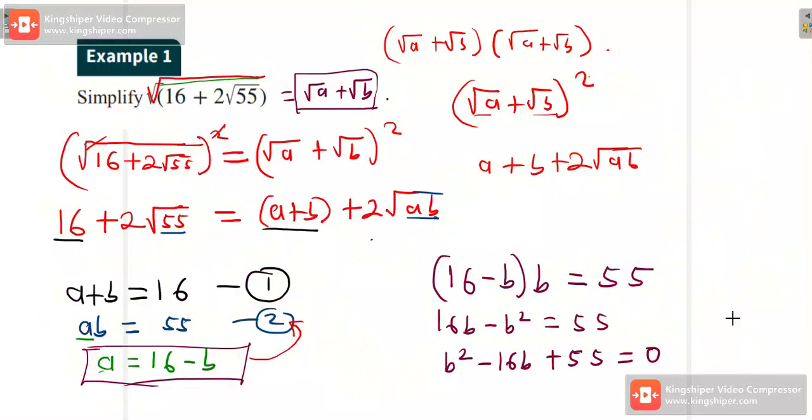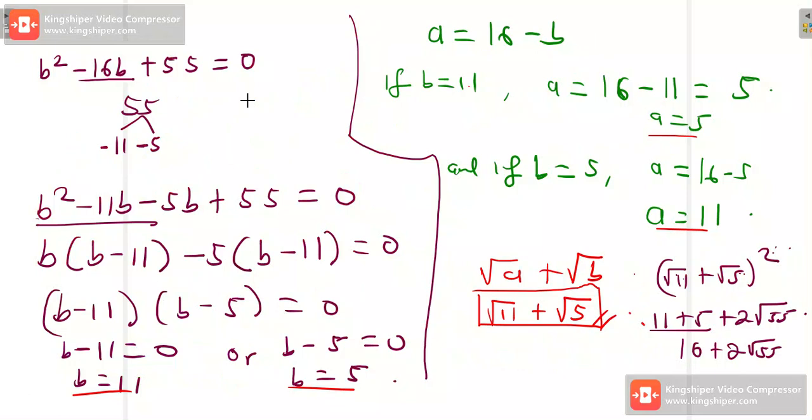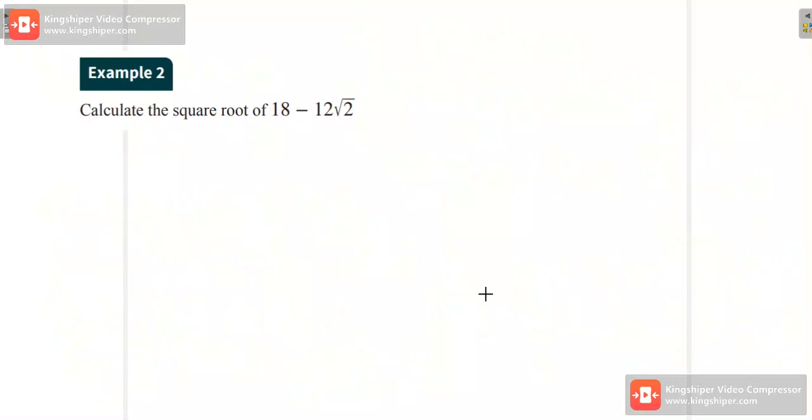So 16 plus 2 root of 55. Let's go back to check. And you can see that that is exactly what we have there. 16 plus 2 root of 55. So that confirms our answer to be this. Let's try one more example, then we can end the lesson. Calculate the square root of 18 minus 12 root of 2.